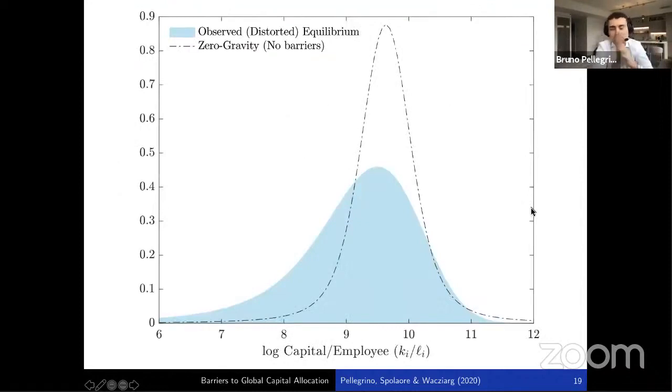But here's perhaps the most interesting result, and it's the country heterogeneity. What we find is that when we remove these barriers and let capital reallocate across countries, it tends to redistribute itself in a much more equal way across countries. So here you're looking at the distribution across countries of capital per employee in logs. And the light blue area is the observed distorted equilibrium, while the dotted line is the zero gravity world where we have removed all of these barriers. You can see a shift to the right, but especially a large reduction in dispersion.